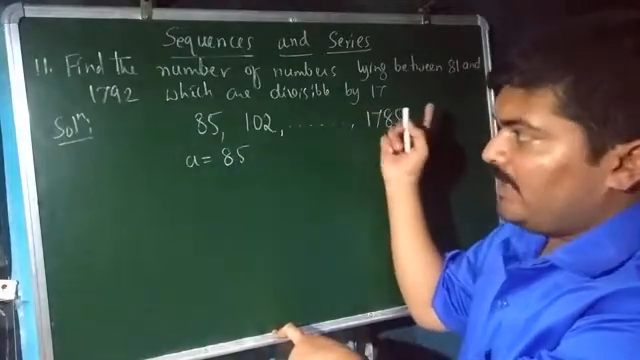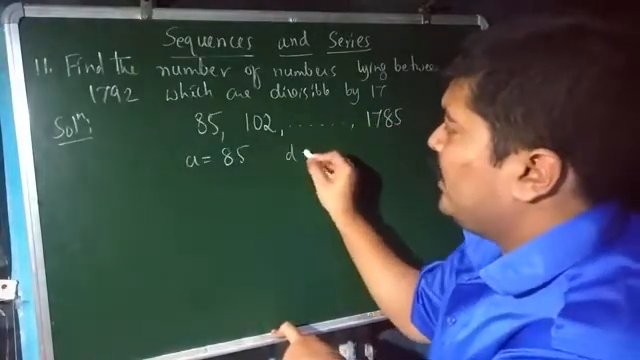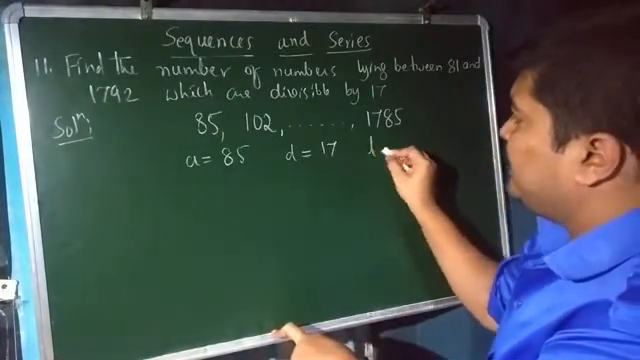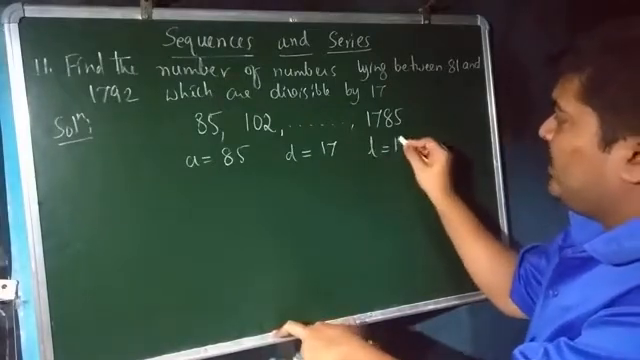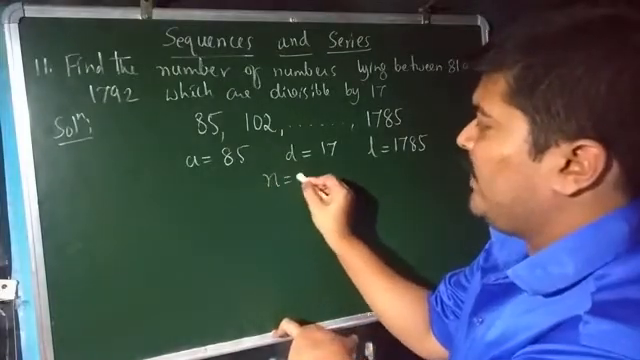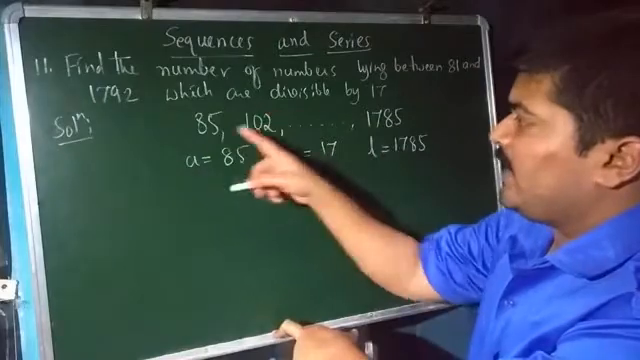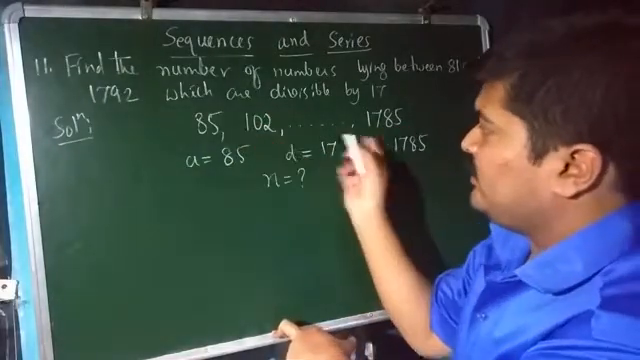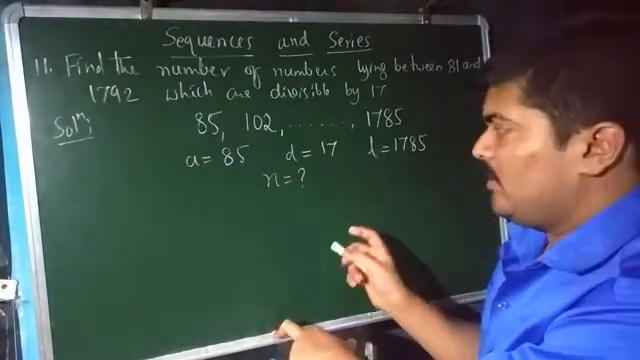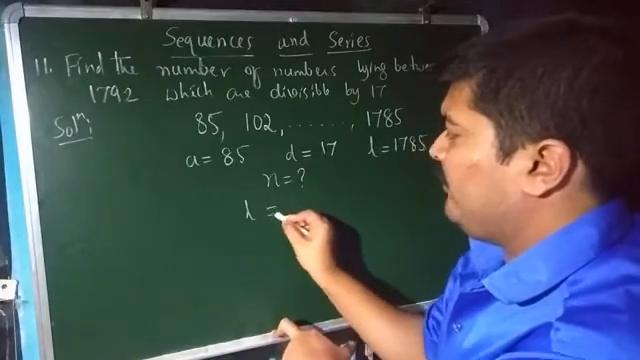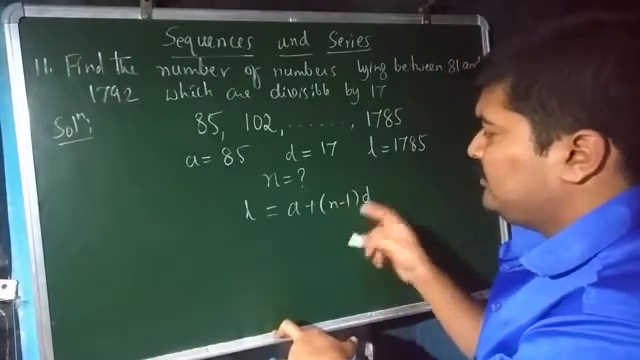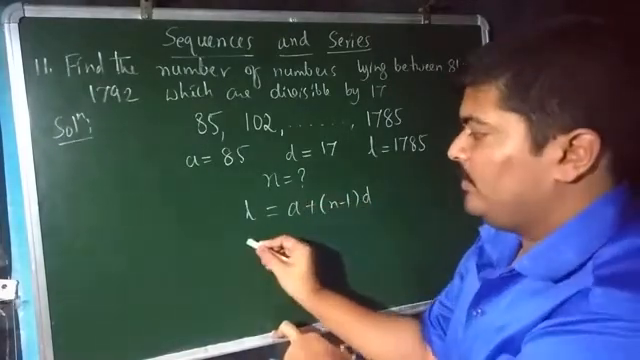Since these numbers are divisible by 17, the common difference is exactly 17, and the last term, indicated as capital L, is equal to 1785. Here your task is to find the value of n. That means how many numbers are present in this AP, which has the first term 85 and common difference 17. Now let us apply the formula for the last term, that is a plus (n minus 1) into d. This is the expression for the last term of an AP.